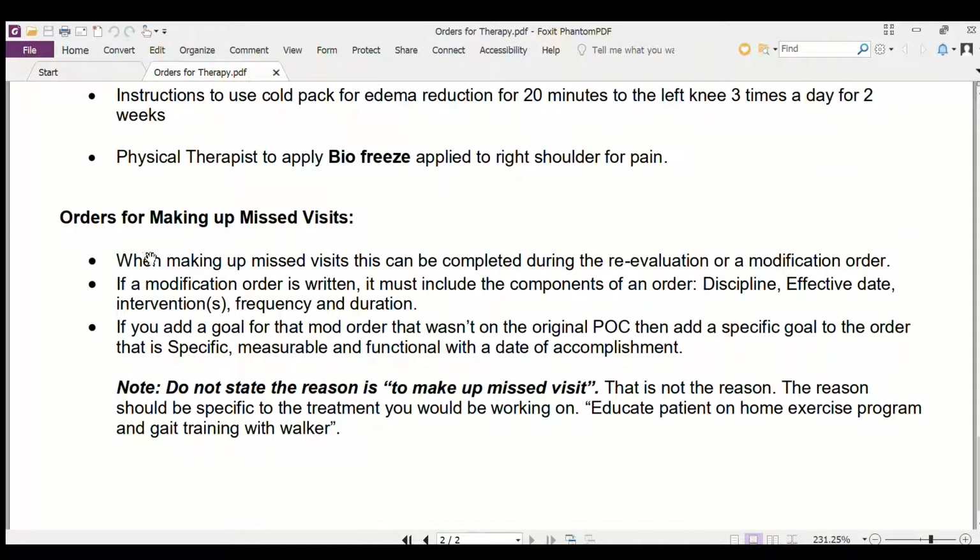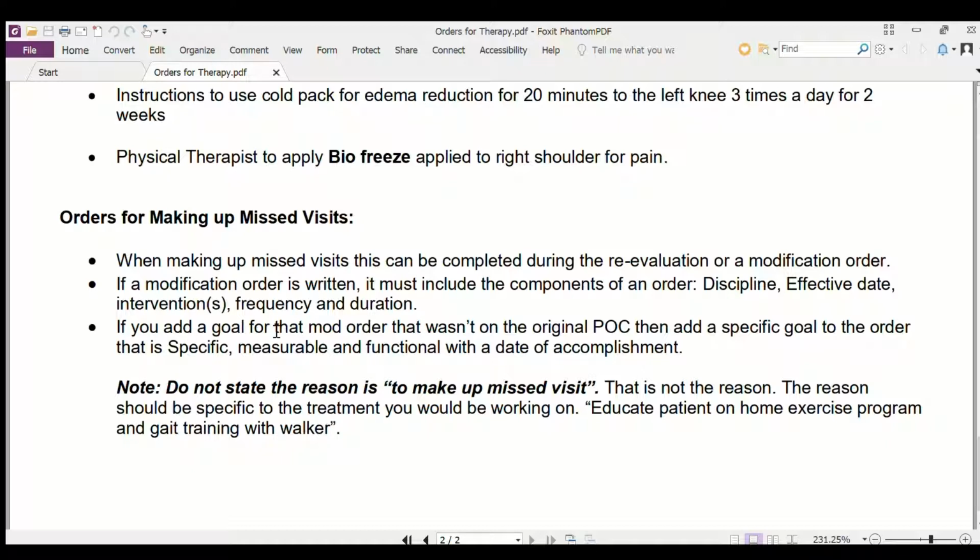When making up missed visits, you want to make sure that you write an order to make up those missed visits, which can be done a couple ways. You can do it during a reevaluation or a modification order. If you use a modification order, you must include the components of the order, such as the discipline, the effective date, interventions, and the frequency and duration that you're requesting.